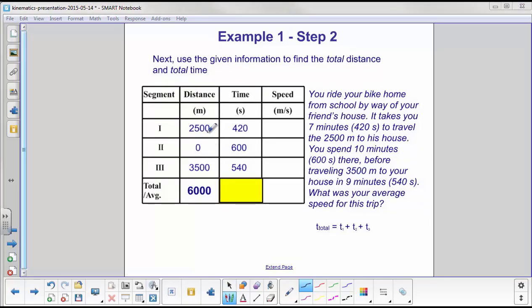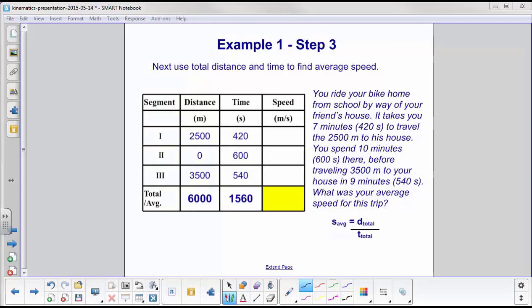The total distance traveled was 2,500 meters plus 3,500 meters plus 0. Again, this is the place where the student wasn't moving. You total them up, you get a total trip distance, or a D total, of 6,000 meters. Next, we will do the total time.